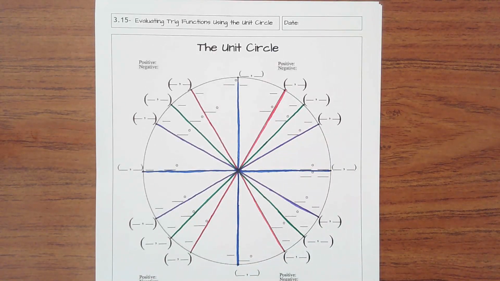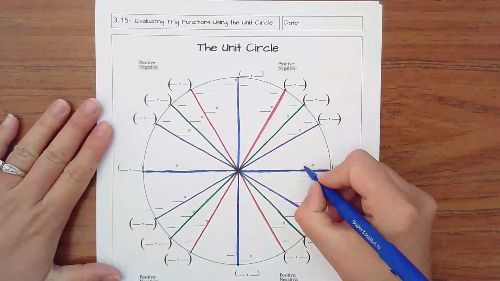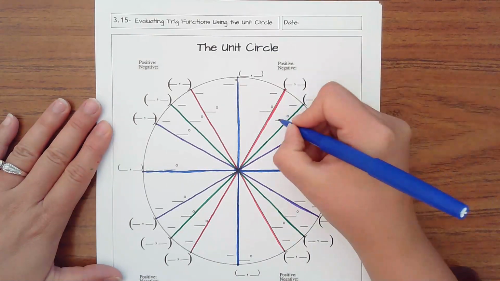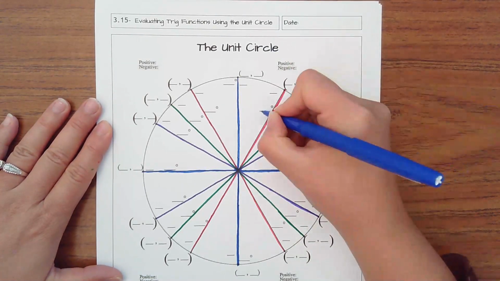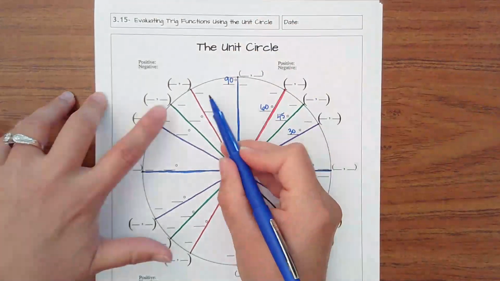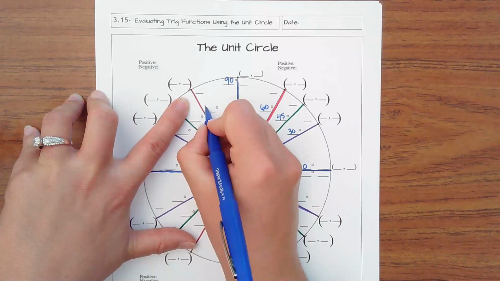Lesson 3.15, evaluating trig functions using the unit circle. So you should be able to fill this whole thing out. Let's first do the degrees. So we know that this is 0, and then we know this is a 30, a 45, a 60, a 90. 90 plus 30 would be 120.